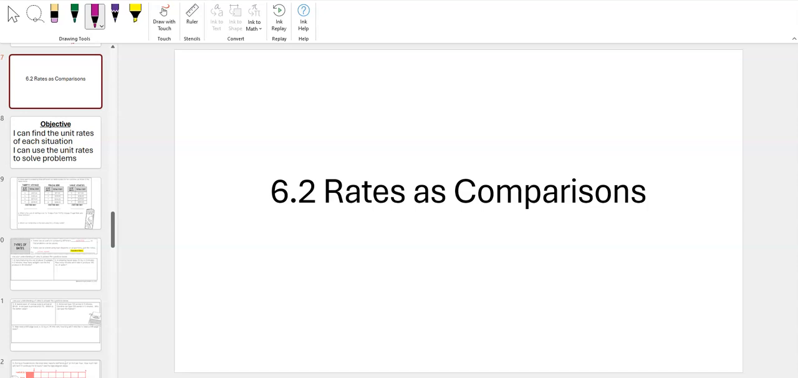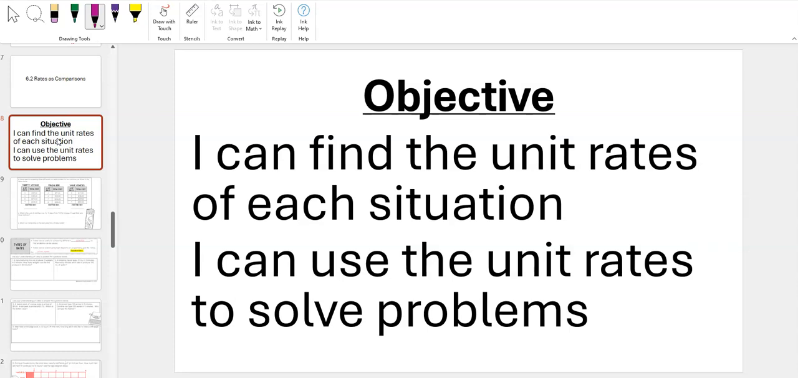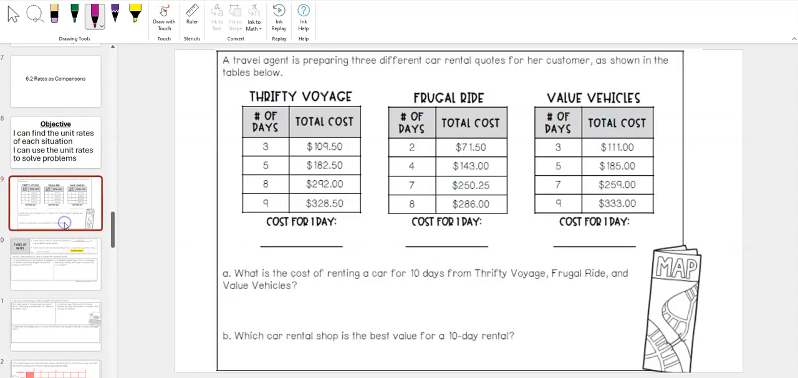Hello and welcome to 6.2 Rates as Comparisons. We're going to take what we learned about rates and unit rates, and we're going to use them to solve problems using comparisons by finding those unit rates and comparing. So in this, we're going to be able to find unit rates, and then we're going to use that unit rate to solve problems.